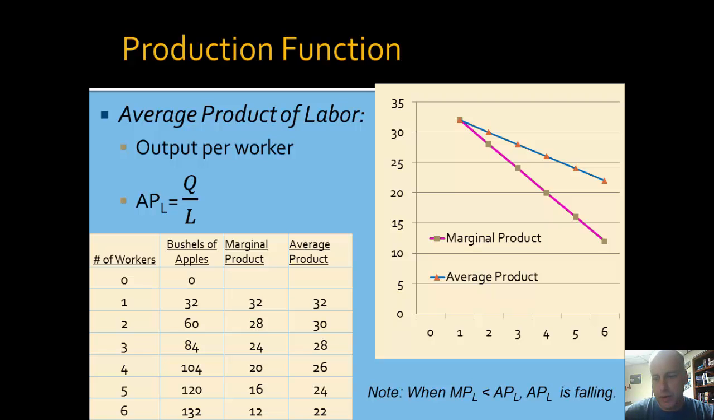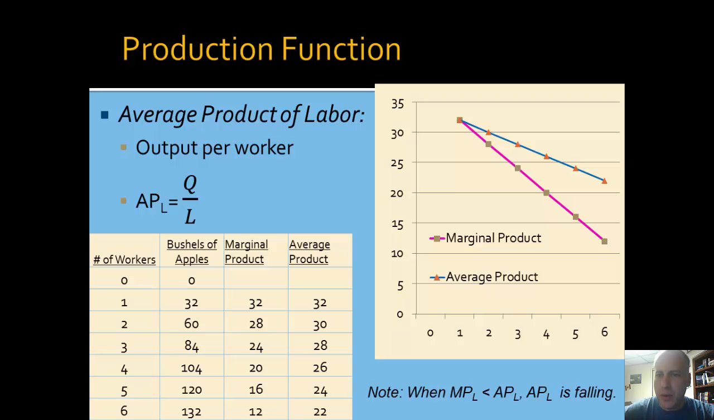The next term we need to define is the average product of labor. Average product of labor refers to the output per worker. So the formula is average product of labor is Q over L. And that's in the last column of our table. Essentially, we divide total output by the number of workers. And you can see where that comes from. So for instance, if we have 4 workers, they can produce 104 bushels of apples, which is an average of 26 bushels per worker.